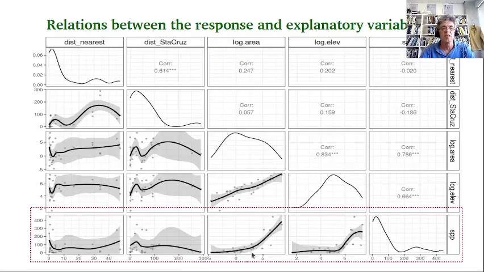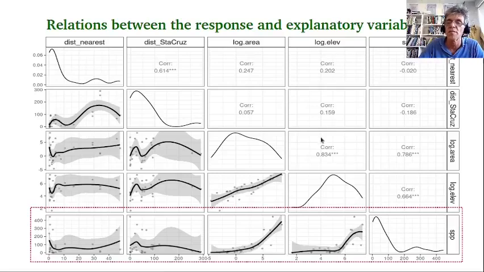So here we try to assess whether the response and the explanatory variables are related, and what we see is that we have distance to the nearest island, distance to Santa Cruz, which is the oldest island in the archipelago, the log area and the elevation here in the lowest row. We find that there doesn't seem to be a relationship between these two explanatory variables and the number of species, whereas there might be a relationship between the log area and the log of elevation with the number of species.